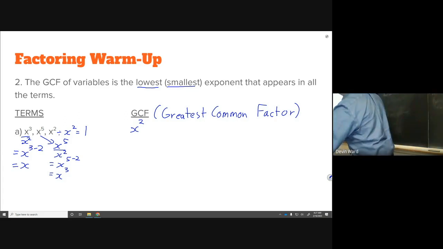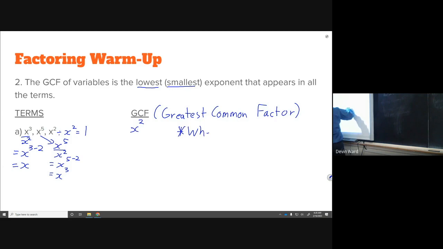So let's write this off to the side. When you divide variables, you subtract the exponents.